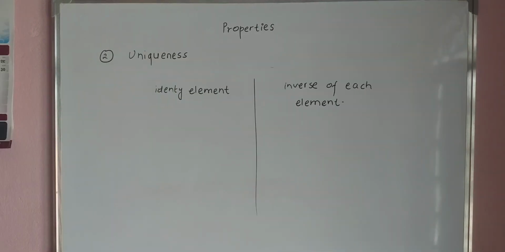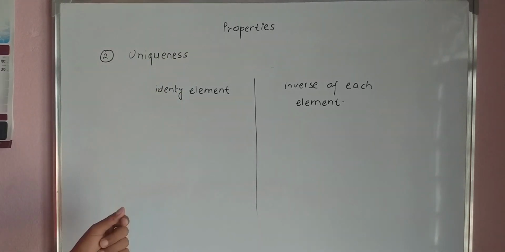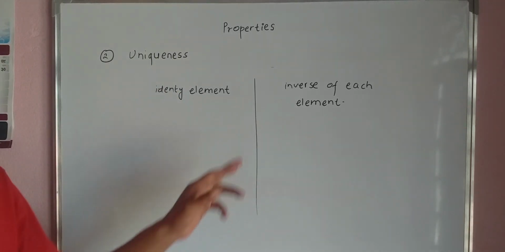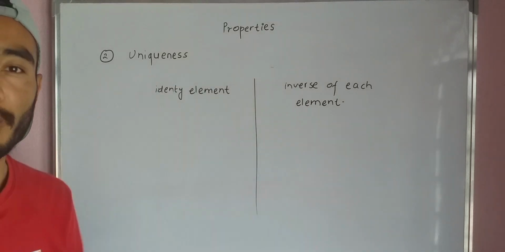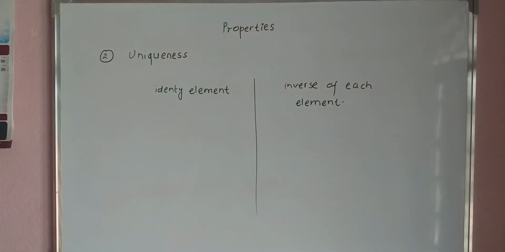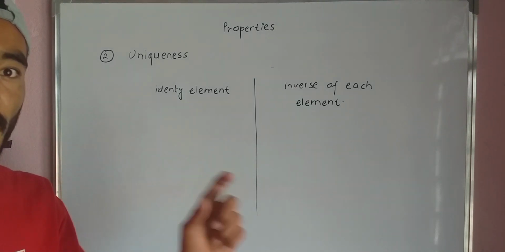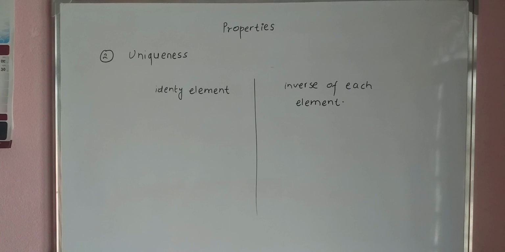The second property is the uniqueness of the identity element and the inverse of each element in the group. That means there is only one identity element in a group and each element has only one inverse element in the group. The proof of this property directly follows from the cancellation law, and there are different versions of the proof. It's very simple, so we don't discuss it here.